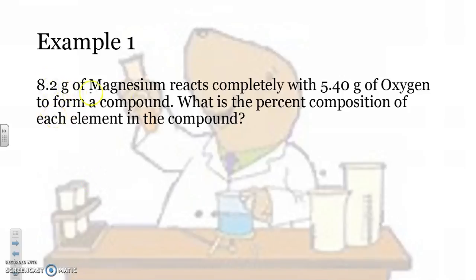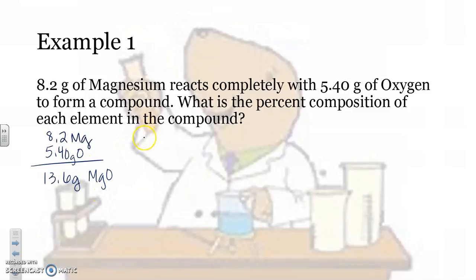Let's say that we have 8.2 grams of magnesium reacting completely with 5.40 grams of oxygen to form a compound. Oh my goodness. Okay, we want to know what is the percent composition of each element in this compound. So we have 8.2 grams of magnesium. We have 5.40 grams of oxygen. What's the total mass of this compound? Well, the total mass is 8.2 plus 5.4, which gives us 13.6 grams for this entire thing. We're just going to put MgO because, well, it's a complete and total thing, right?